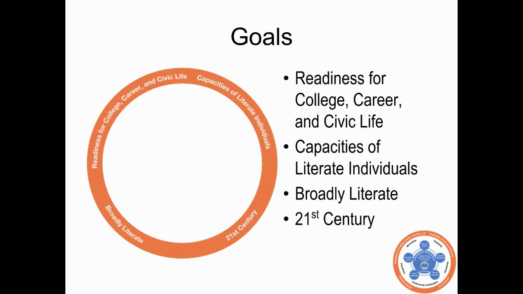The outer ring identifies the overarching goals of ELA literacy and ELD instruction. By the time California students complete high school, they should be ready for college, career, and civic life, have attained the capacities of literate individuals, become broadly literate, and develop the skills for living and learning in the 21st century. You'll see evidence of these broad goals woven into the framework.